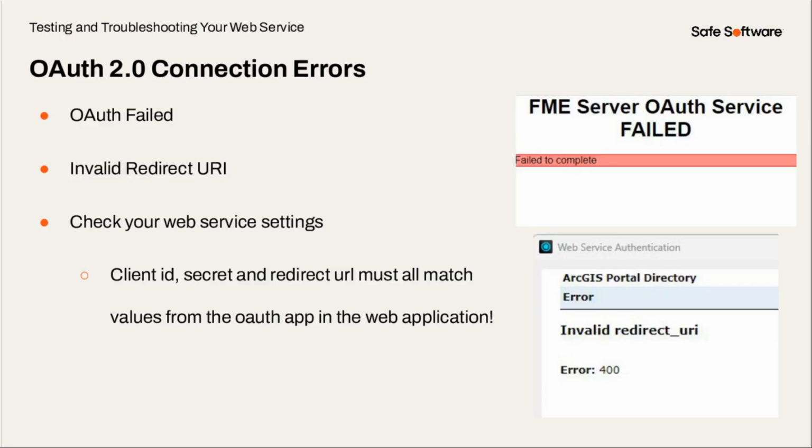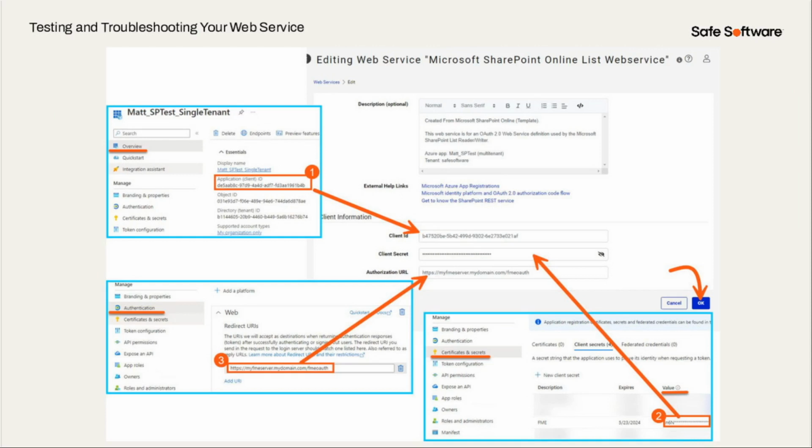So specifically OAuth 2 connection errors, there's some pretty common ones like OAuth failed, invalid redirect URI. You want to check your web service settings on FME Flow to make sure that the client ID, secret, and redirect URL all match the values in the OAuth app. So just showing here, again, reiterating how important it is to configure that web service in FME Flow to get it to work correctly, providing the correct values from the application, in this example, SharePoint.